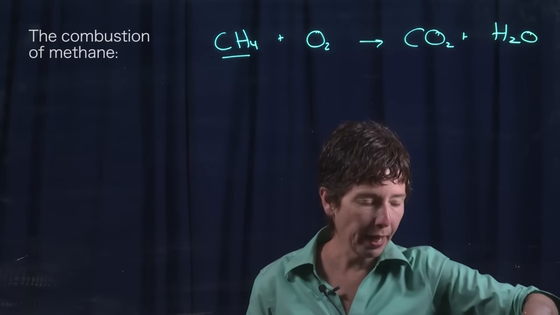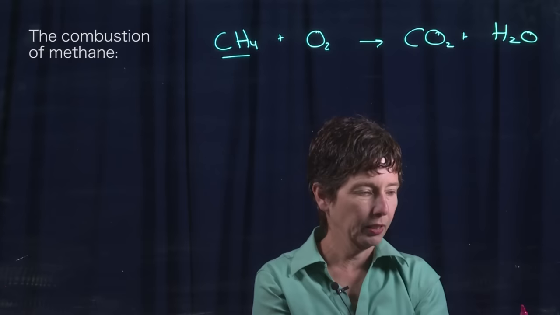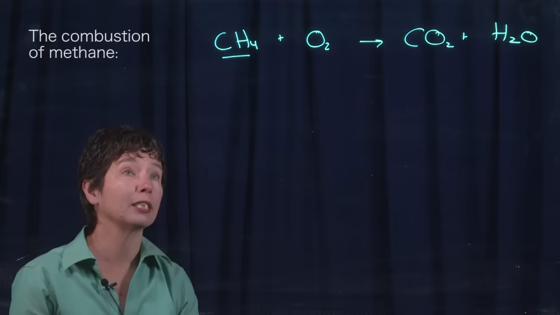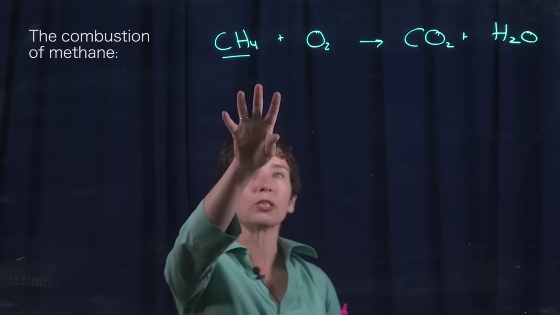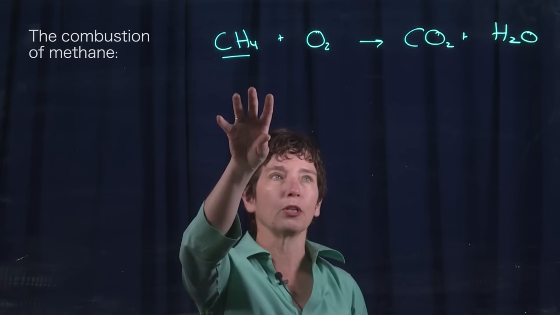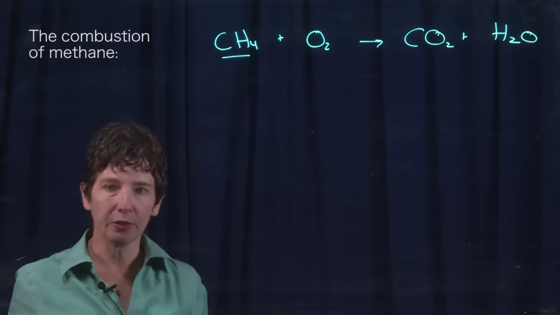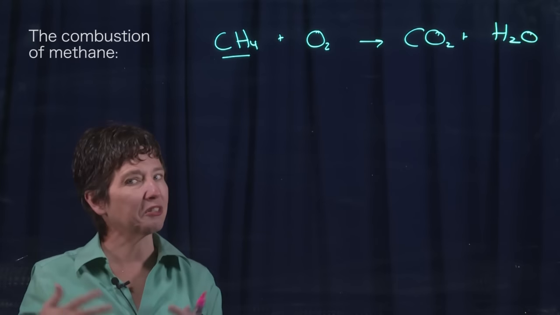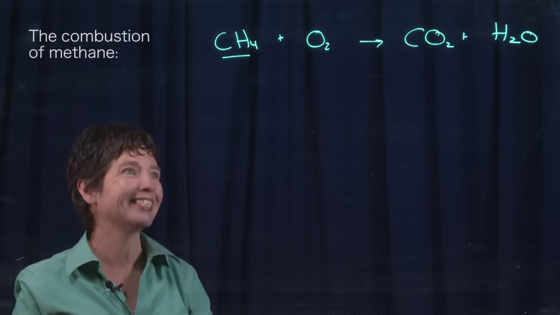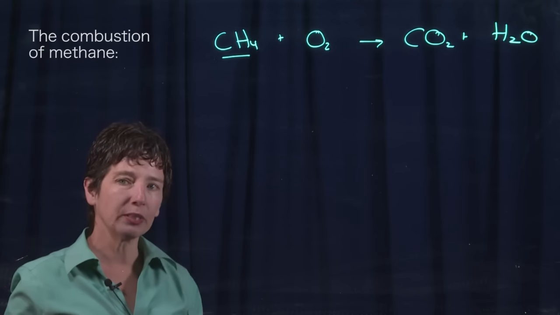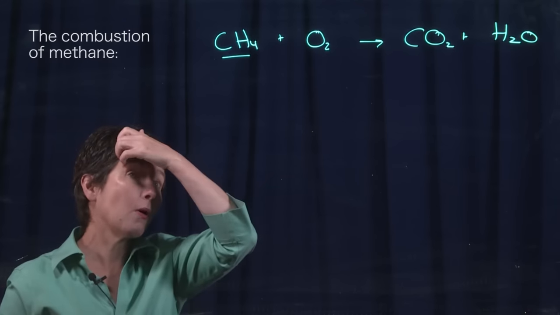And now to balance it, and you'll have a lot of opportunity to practice this, what we have to do is make sure we have the same number of atoms on the reactant side as we do on the product side. And there are some tricks to doing this. It's also something you're just going to practice. But let's go through this systematically and watch how I do it.